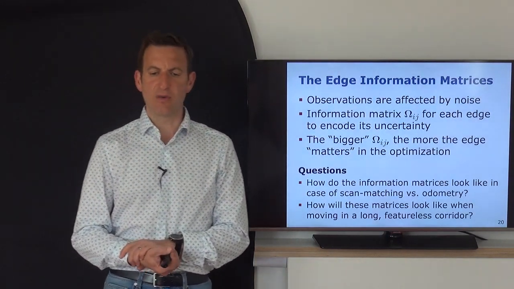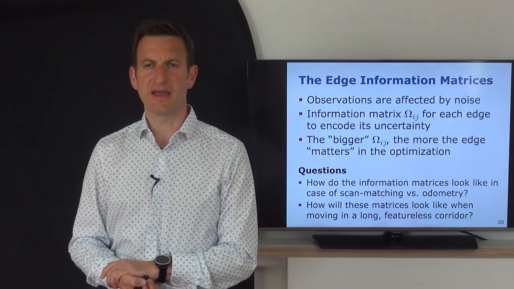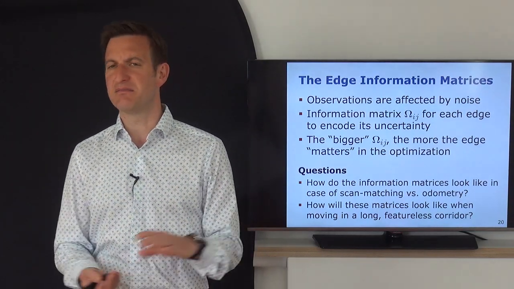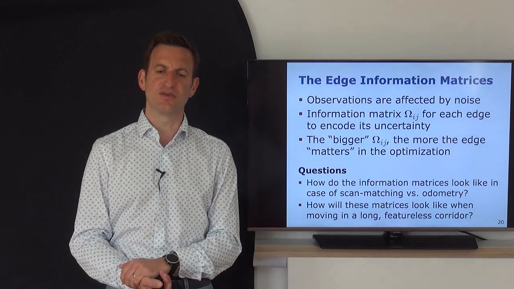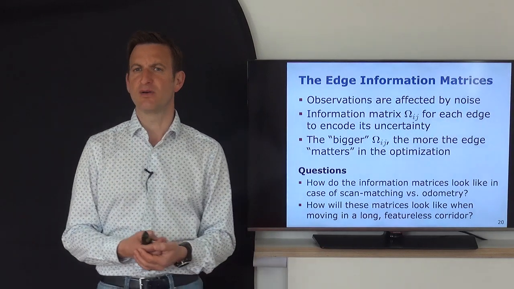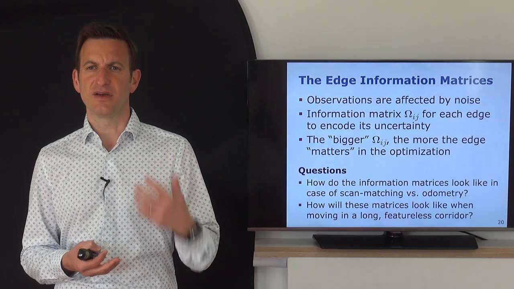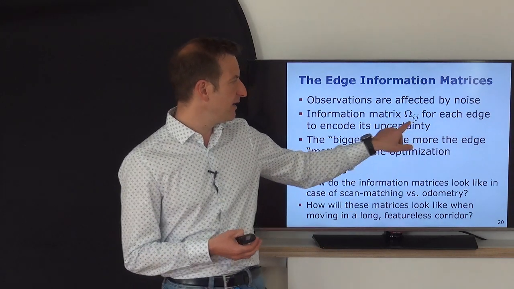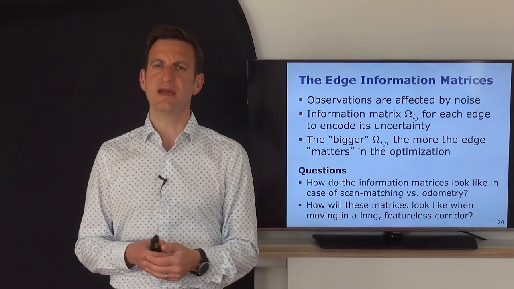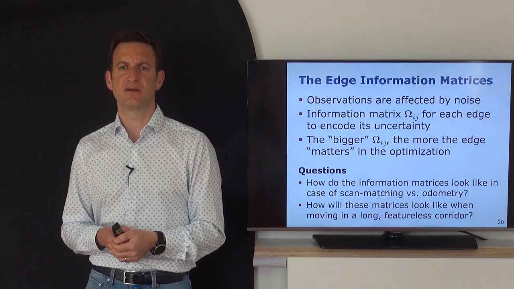In addition to this, our constraints are affected by noise because we have observations. For example, odometry is typically less accurate than using your sensor information, if you think about a laser scanner. But even your laser scanner data is affected by noise, and so the transformations that you're actually computing are not perfect. The information matrix omega ij is the information matrix related to the constraint between the node i and the node j, and encodes the uncertainty that stems from the observation. So how much do we trust that information?